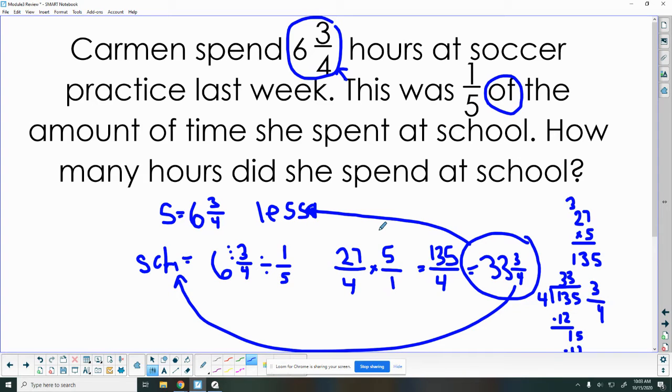So those are kind of tricky, and you need to think about which number should be bigger. Since we needed a bigger number, we knew we had to multiply, but we had to multiply by its reciprocal there.